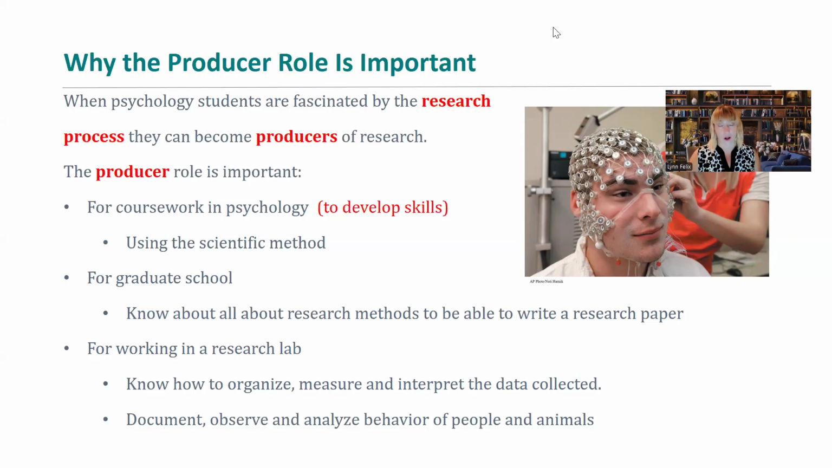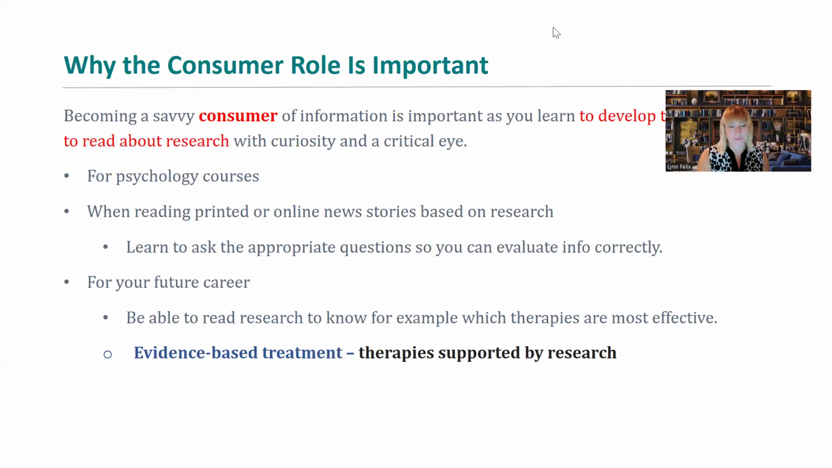So if you've ever had biology class before, you may know what the scientific method is. We're going to take a look at that later on within the lecture. For graduate school, you may know all about research methods to be able to write a paper. Got to write a research paper, you got to produce the paper. Maybe for working in a research lab, you got to know how to organize, measure, interpret the data collected, document, observe, and analyze behavior of people and animals.